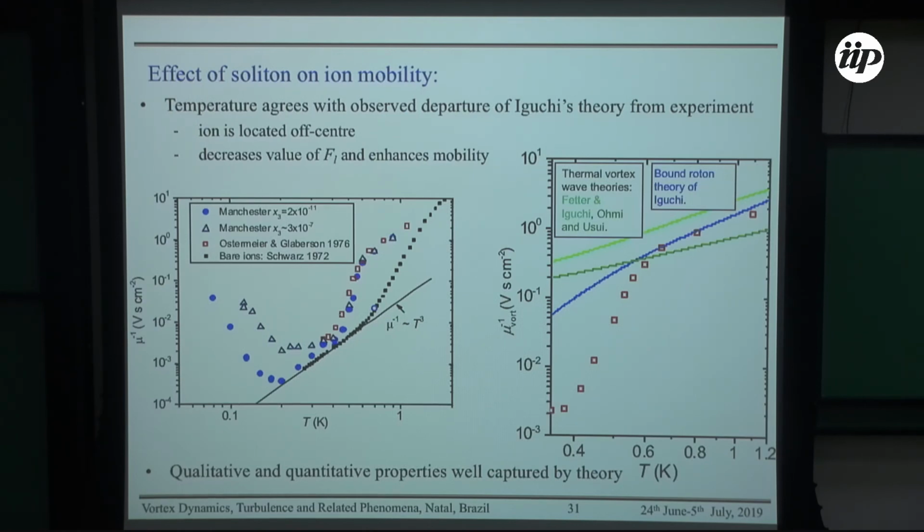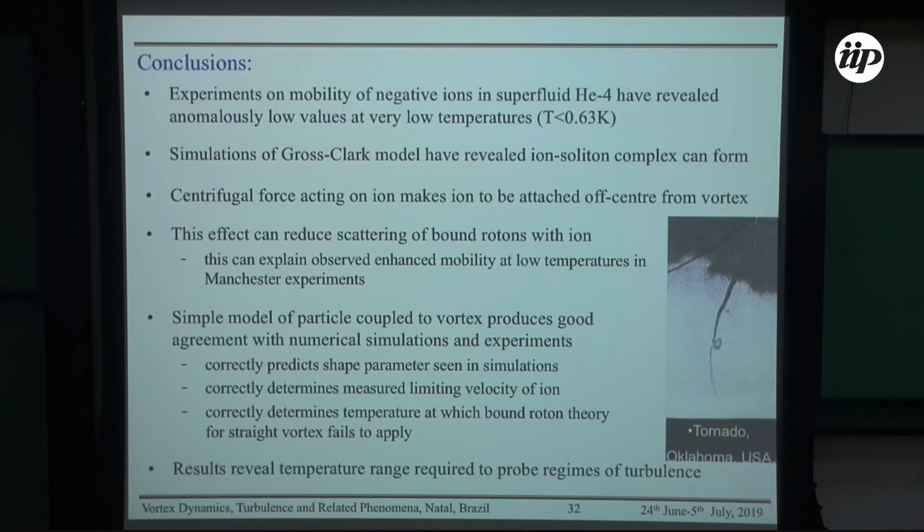Putting all of this together, we have the GP simulations, the experiments, and the theory, and all the numbers seem to be tying together, and that's strongly suggestive of the presence of these soliton-like excitations that are being formed in these experiments, and the mobility is indicative of their formation. So with that, I'll end with some conclusions. We have revealed that these soliton-like excitations can form, leading to a soliton-ion complex. What's important is that the centrifugal force pulling on the ion as it goes around the vortex pushes it off the center of the vortex, and so the drag due to the rotons is minimized, and this leads to the enhanced mobility.